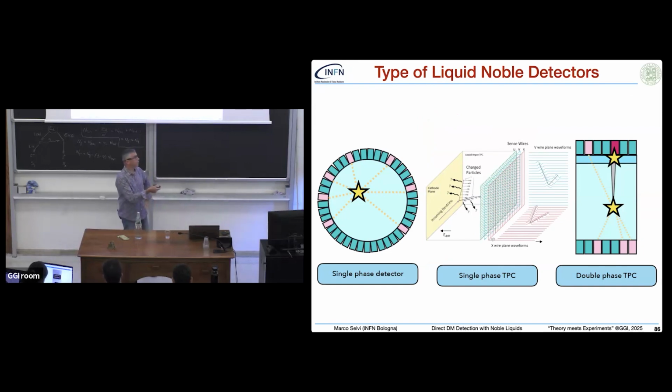So this is how the various kinds of liquid noble detectors look. Single phase detectors only use the light channel. You see that in general they are fully covered with a 4 pi coverage of photosensors. Single phase TPCs like DUNE or ICARUS, where you have the liquid, you see the light, but in particular you collect the electrons through these wires at the end of the drift region. And we will focus mostly on double phase TPC.